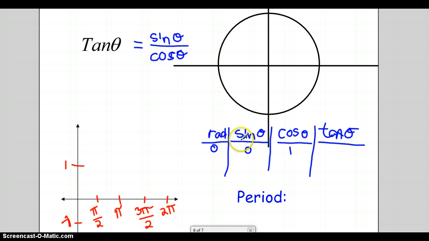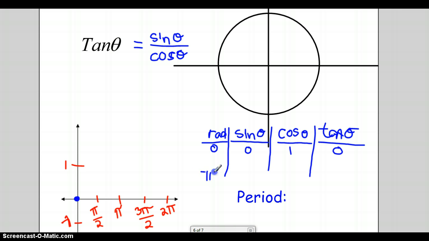Sine divided by cosine. So if I take sine of 0 divided by cosine, which is 1, well, 0 divided by 1 makes 0. So at radian measure of 0, my tangent value is 0. So there I am. I actually have a point there. Okay. I'm going to leave a little space here because we're going to come back.